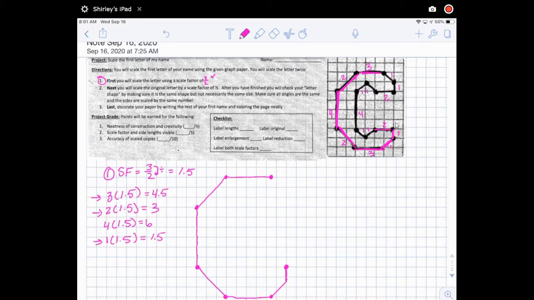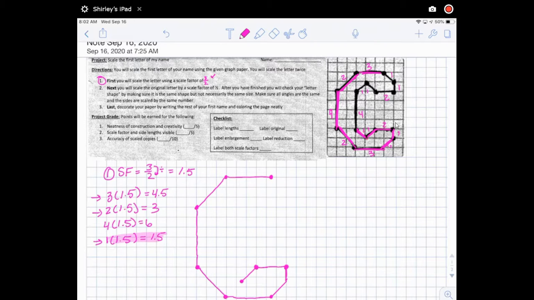I have 2 here. I know 2 scales up to 3, so I'm going to go 1, 2, 3. I have another 1 unit. Again, I'm not redoing all of my work because I did them over here. That's why I'm showing my work, so that I can keep seeing what I'm working on. So 1 times 1.5. Here's 1.5.